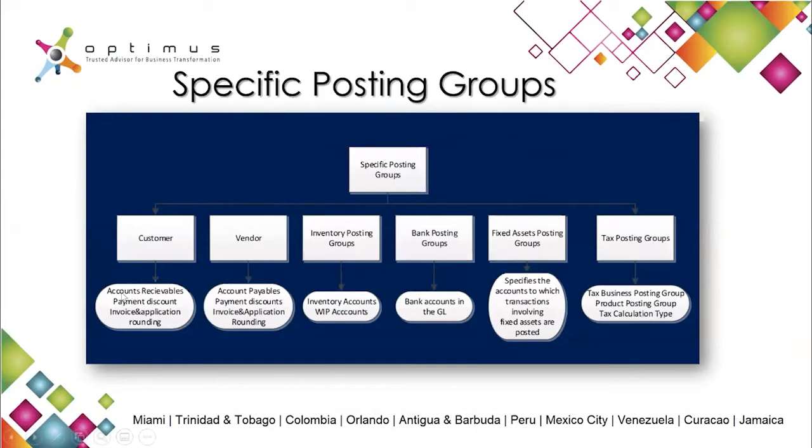We need accounts receivable, accounts payable, inventory accounts, and WIP accounts for manufacturing. Then we also require bank accounts. Remember, you make transfers, make deposits, etc. And if you are working with the fixed asset posting groups as well, we require these GL accounts, with the depreciation accounts and acquisition costs.